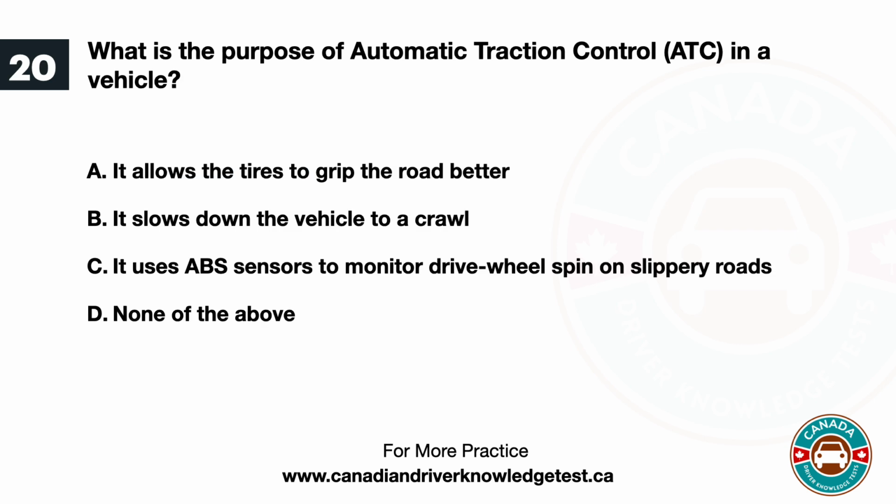Question 20. What is the purpose of automatic traction control, ATC, in a vehicle? A. It allows the tires to grip the road better. B. It slows down the vehicle to a crawl. C. It uses ABS sensors to monitor drive wheel spin on slippery roads. D. None of the above. The answer is C. It uses ABS sensors to monitor drive wheel spin on slippery roads.